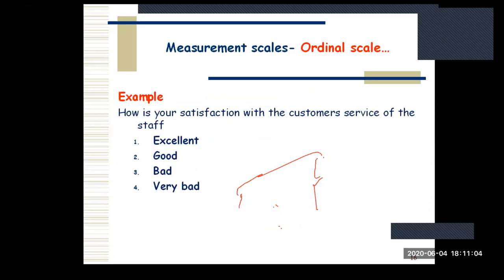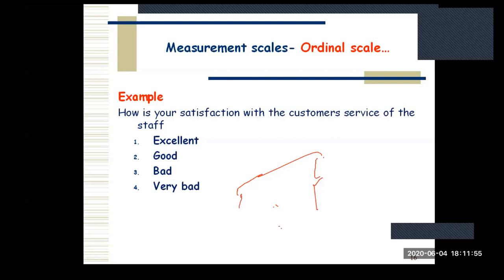Look, for instance, at an example of this one. How is your satisfaction with the customer service of the staff? In fact, we refer to this as scale response questions. The options are excellent, good, bad, very bad. Now, if you opt for excellent, then you will give a credit of 4. That means if you select excellent, the individual is quite satisfied with the service. Out of 4, we just give 4. And then good, out of 4, 3.